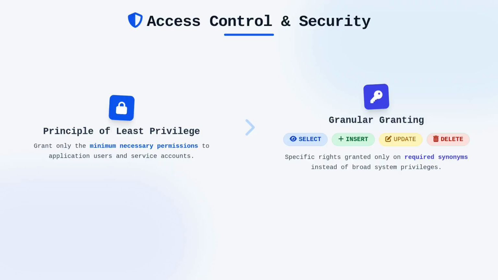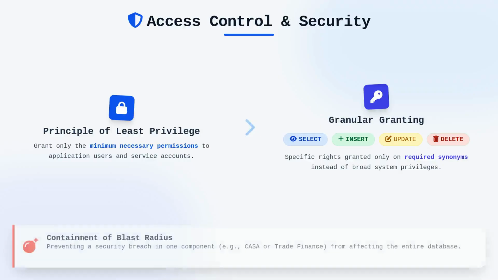This ensures that even if one component of the banking application is compromised, the blast radius of that security breach is physically contained by the database access control list. It is a form of defensive coding applied at the persistence layer, ensuring that our application users operate within the constraints of their intended function.